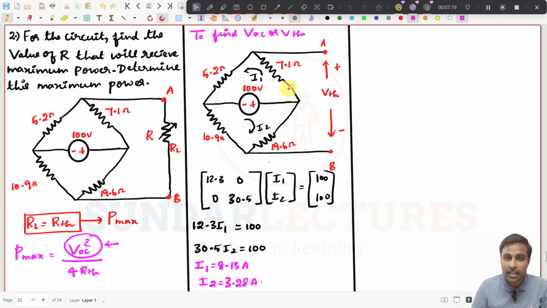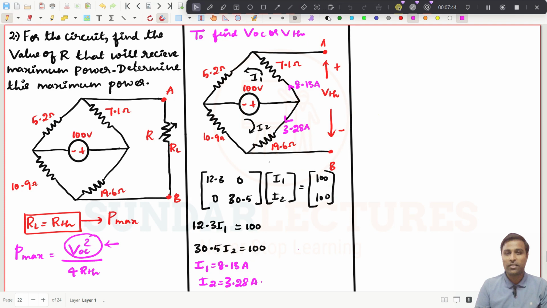See the current flowing in this test. This resistor is only connected in the first loop, so the value will be 8.13 amperes. And this resistor, 19.6 ohms, is connected only in loop 2, so the current flows in this direction. Both are positive, so the assumed current directions are correct. These are all basic things. So this will be the value.